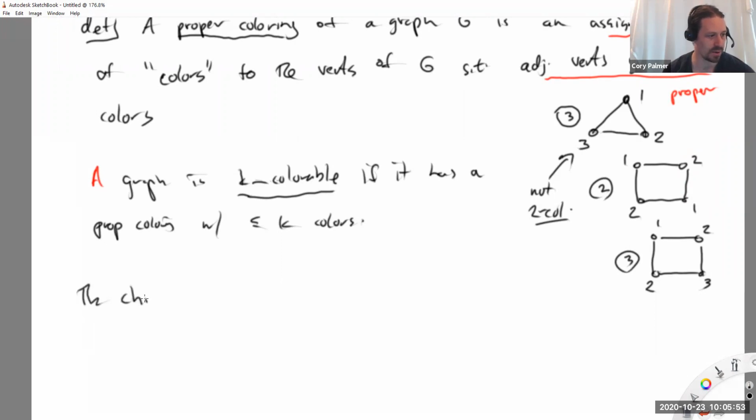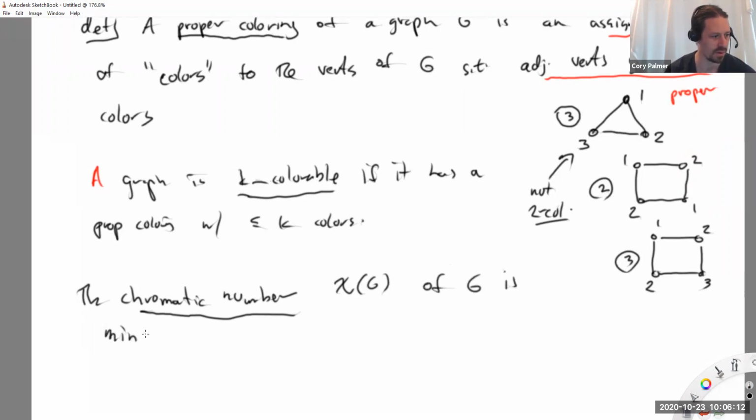So the chromatic number, chi, a Greek letter chi of G, is the minimum K such that G is K-colorable. Okay. We'll also say if the chromatic number is K, that G is K-chromatic, right? That's just another way of describing it here.